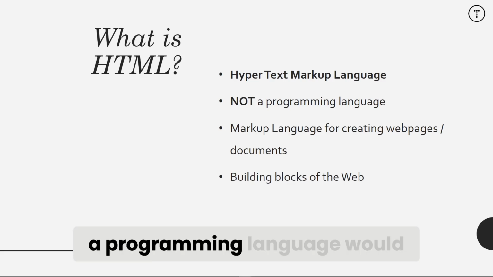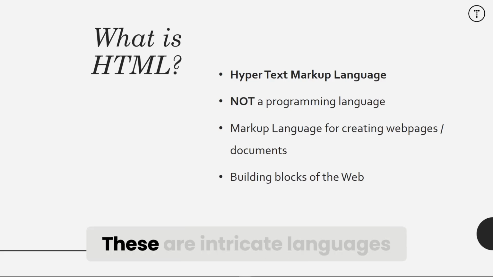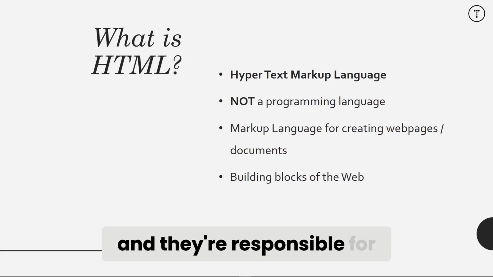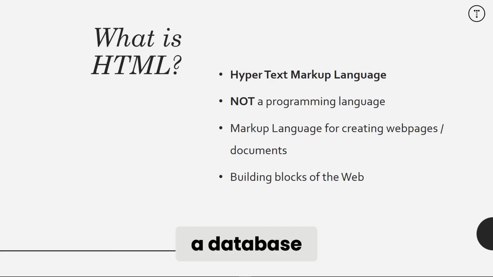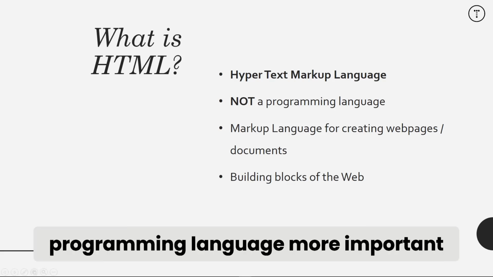So an example of a programming language would be JavaScript or PHP or C Sharp. These are intricate languages, and they're responsible for things like connecting to a database, for like an online store, something like that, user login, dynamic functionality, things like that. Now, with that said, that doesn't make any programming language more important than HTML.